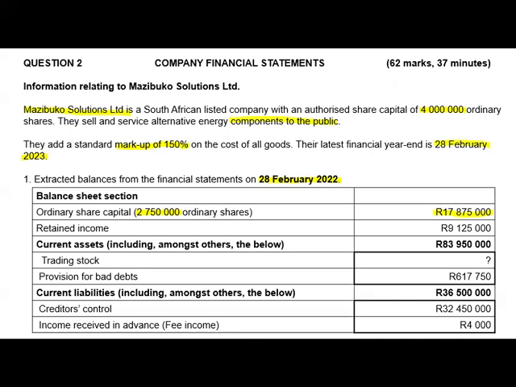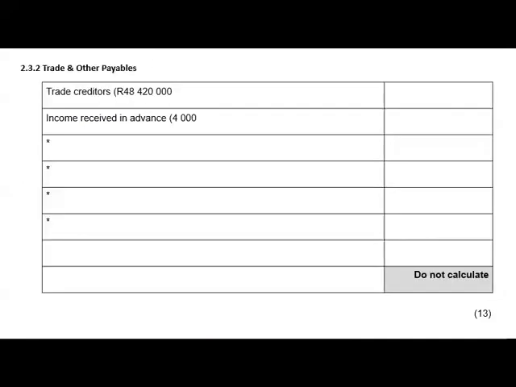That is a concern, actually. This income received in advance, it relates to fee income. Normally, income received in advance, you will get it in trade and other payables. That is a concern because it's not supposed to be there. It relates to income received in advance for last year. We needed to have reversed that already because it was a current liability. A current liability is a liability that must be settled within 12 months. It's way beyond 12 months.